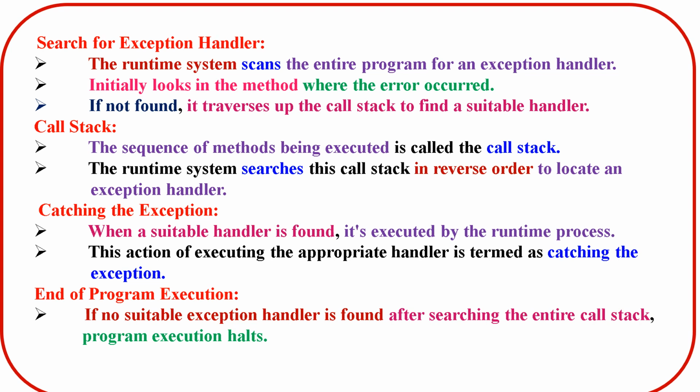Call stack. The sequence of methods being executed is called the call stack. The runtime system searches this call stack in reverse order to locate an exception handler. Catching the exception. When a suitable handler is found, it's executed by the runtime system. This action of executing the appropriate handler is termed catching the exception. End of program execution. If no suitable exception handler is found after searching the entire call stack, program execution halts.